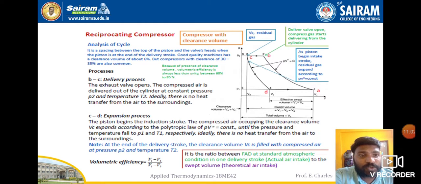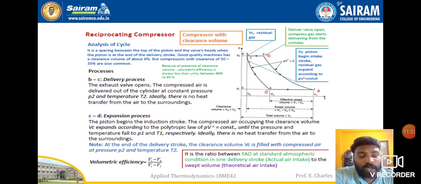At the end of the delivery stroke, the clearance volume is filled with compressed air at the pressure P2 and T2. So this is understood through my explanation. See, at the end of the delivery stroke, the clearance volume VC is filled with compressed air.